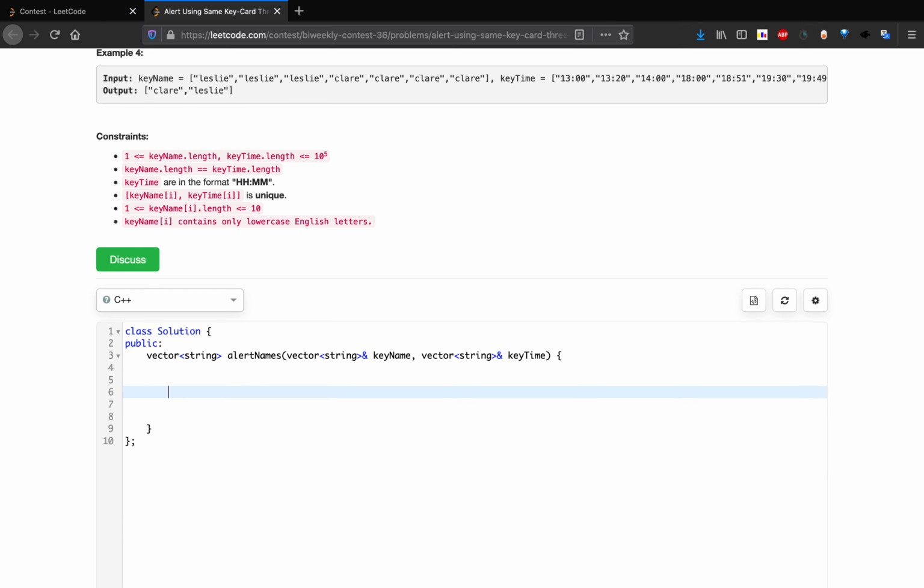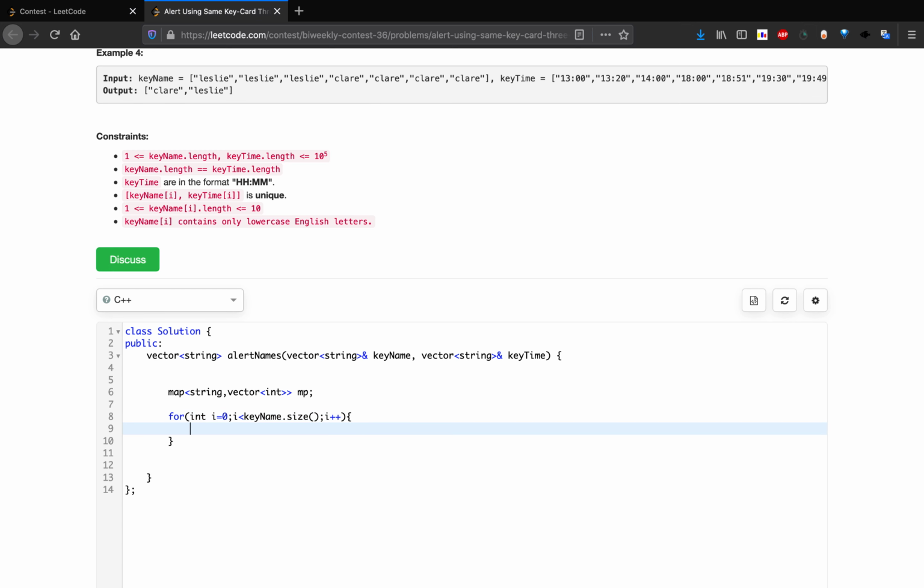Okay, so let's first take our map of string and vector of int. This vector of int for each string will map the key card usage for each employee. Then we will just iterate on this vector, key name dot size, I plus plus. Now let's take the hour hand first. For key time I, we just have to extract the hour hand, so it will be from 0 to 2.